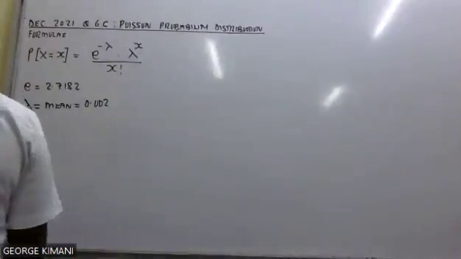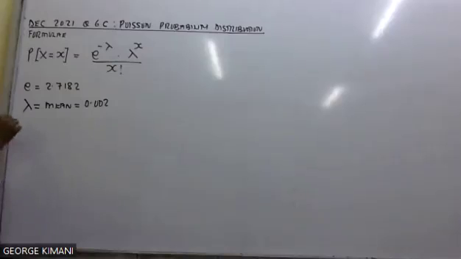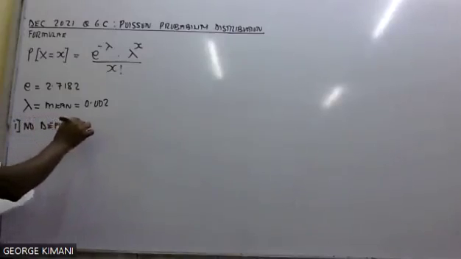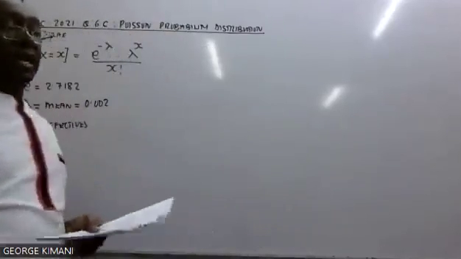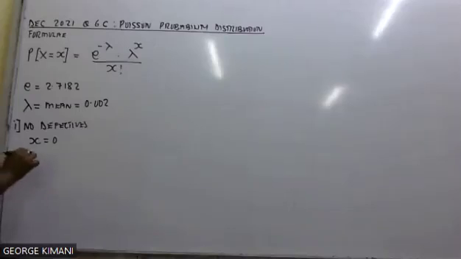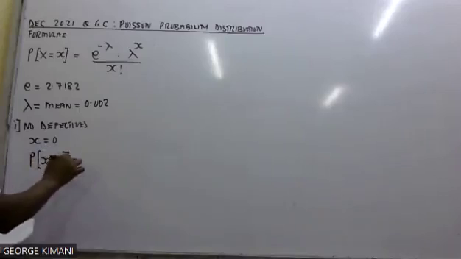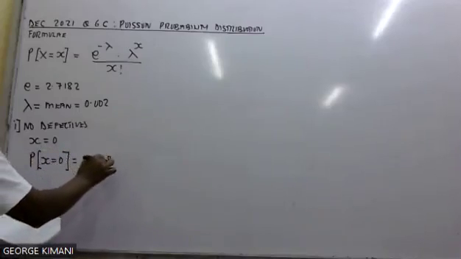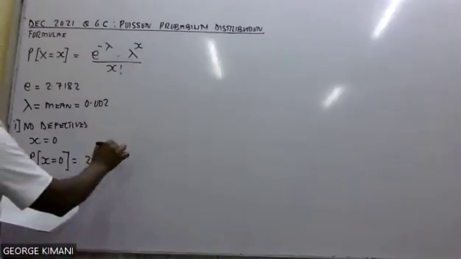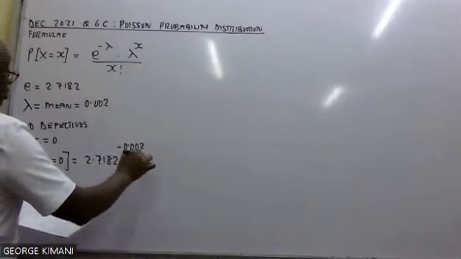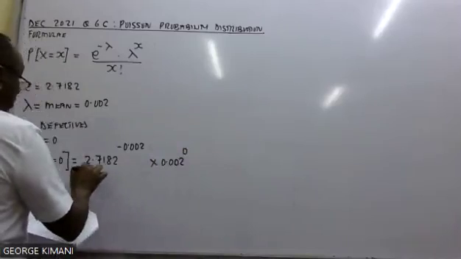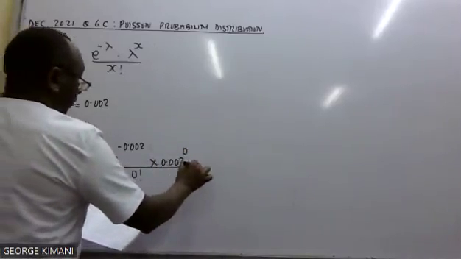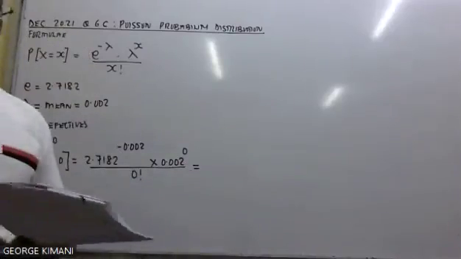Now, the next thing that we require is to know X. So Roman 1, when you are told no defectives, it means that X is 0. So probability that X is 0 will be equal to 2.7182 raised to minus 0.002, multiplied by 0.002 raised to the power 0, you divide by 0 factorial. So work out and send me the answer.